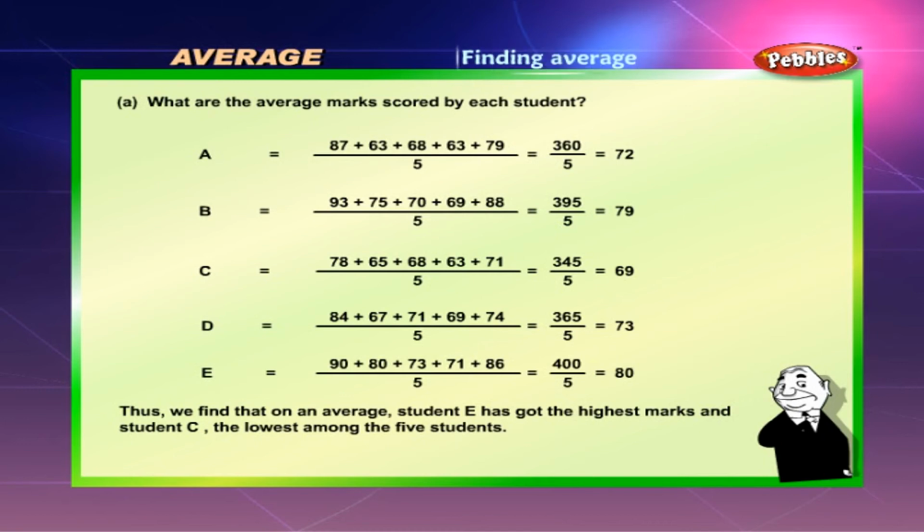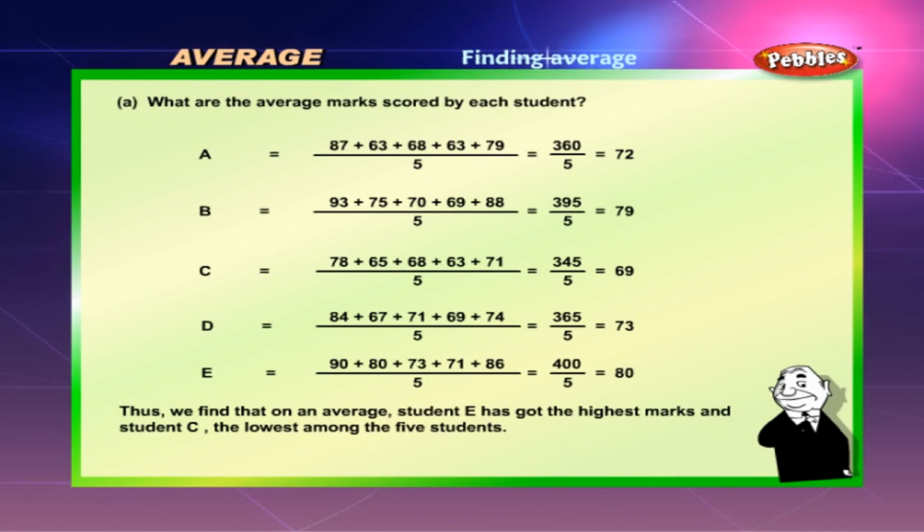D is equal to 84 plus 67 plus 71 plus 69 plus 74 divided by 5, which is equal to 365 by 5, which is equal to 73. E is equal to 90 plus 80 plus 73 plus 71 plus 86 divided by 5, which is equal to 400 divided by 5, which gives 80. Thus, we find that on an average, student E has got the highest marks and student C the lowest among the 5 students.